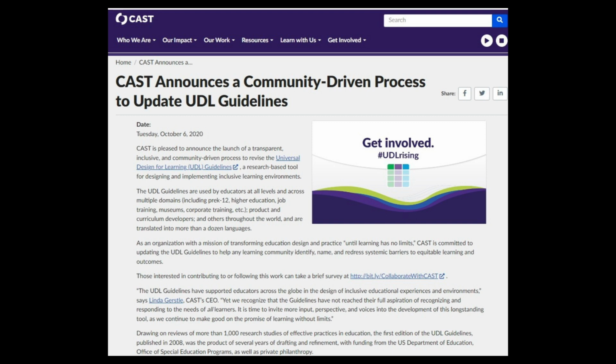So one of the first places that I looked is actually on the CAST website, because right now they're working on the UDL Rising to Equity. And as stated on their website, they're re-envisioning the UDL guidelines through the lens of equity. So I knew that needed to be part of this.